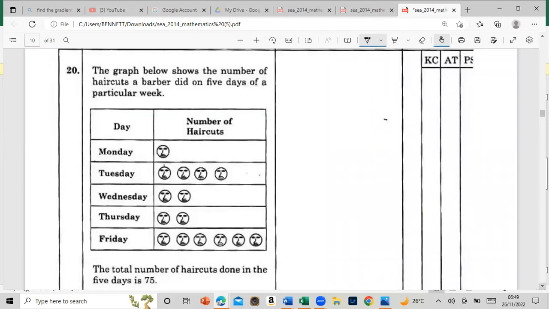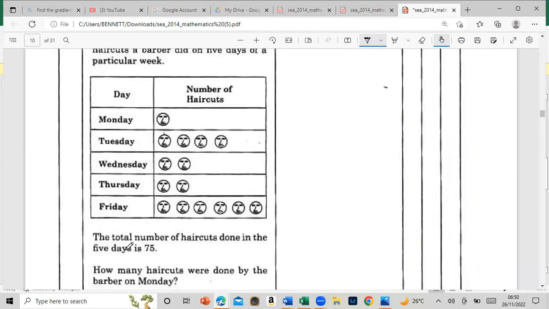The graph below shows the number of haircuts a barber did on 5 days of a particular week. So we have Monday, 1 face, Tuesday, 4 faces, Wednesday, 2 faces, Thursday, 2 faces, Friday, 1, 2, 3, 4, 6 faces. Well, let's look at what one of the faces represents. So we need to look at the key. The total number of haircuts done in the 5 days is 75. How many haircuts were done by the barber on Monday? So all of this, when you add it up, comes to 75. So let us see how many of these make 75. 1, 2, 3, 4, 5, 6, 7, 8, 9, 10, 11. Now we can count 1.